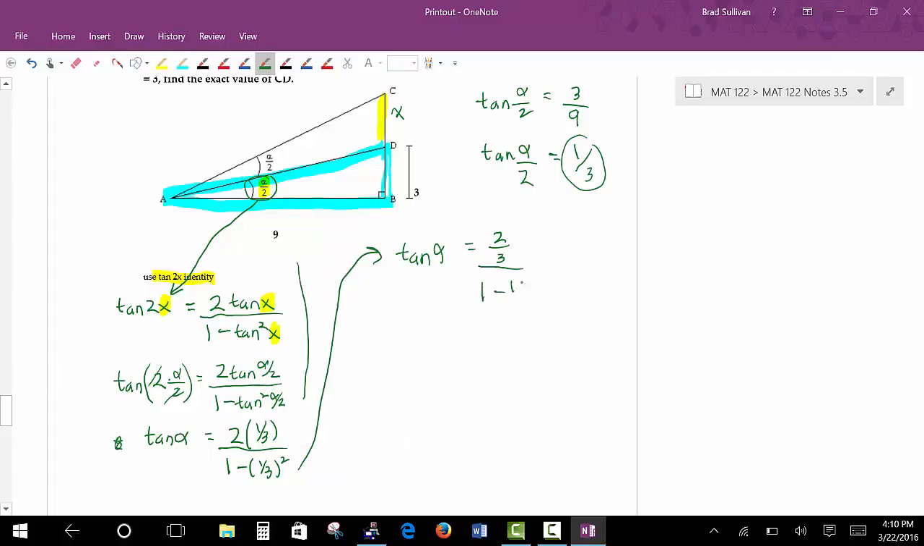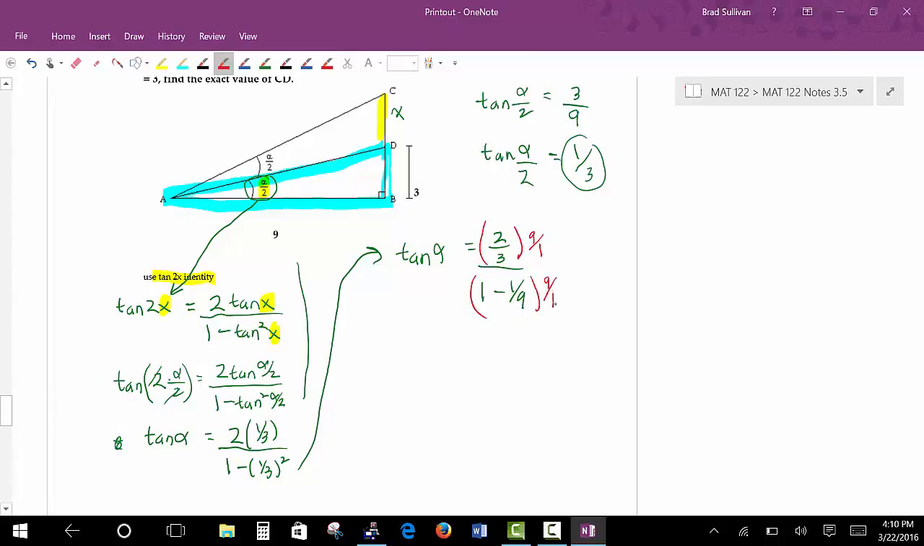2/3 over 1 minus 1/9. So I'm squaring that 1/3 to get 1/9. Okay. Now I'm going to go ahead and just crunch this out and get an answer on this. So I am going to multiply the top and bottom by 9 over 1.